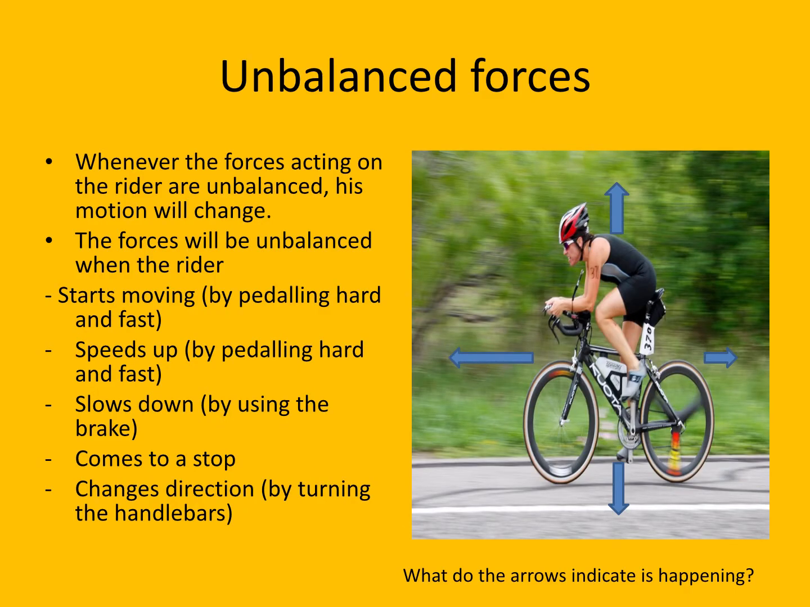However, that cyclist could quickly become unbalanced, and it will become unbalanced when these things happen. When you're stationary and you start moving, you're applying accelerating force, and therefore you're unbalanced. When you speed up, if you're going down a hill and you're getting faster, well, these forces are unbalanced. If you slow down by using your brake, you're increasing the amount of friction, so therefore the forces are unbalanced. When you come to a stop, the forces are also unbalanced, and when you change directions, that slight amount of changing direction will cause a change in the forces. So you can see there what the arrows indicate. We're asking you, what do you think those arrows indicate is happening? What's this person doing on their bike?